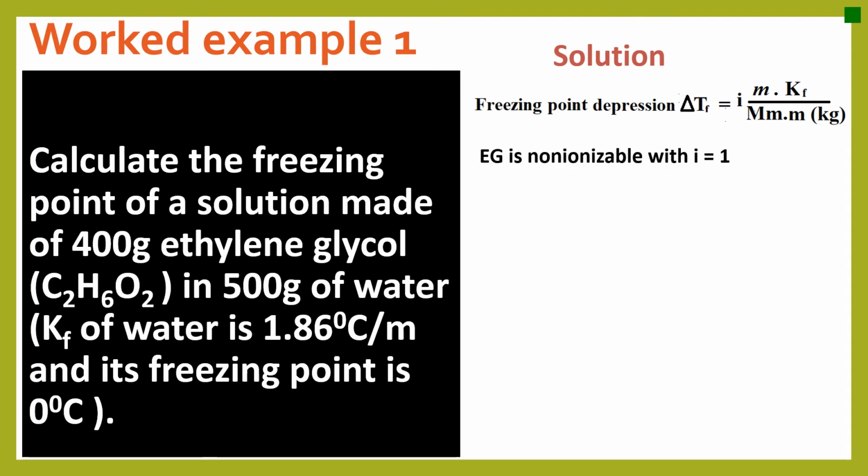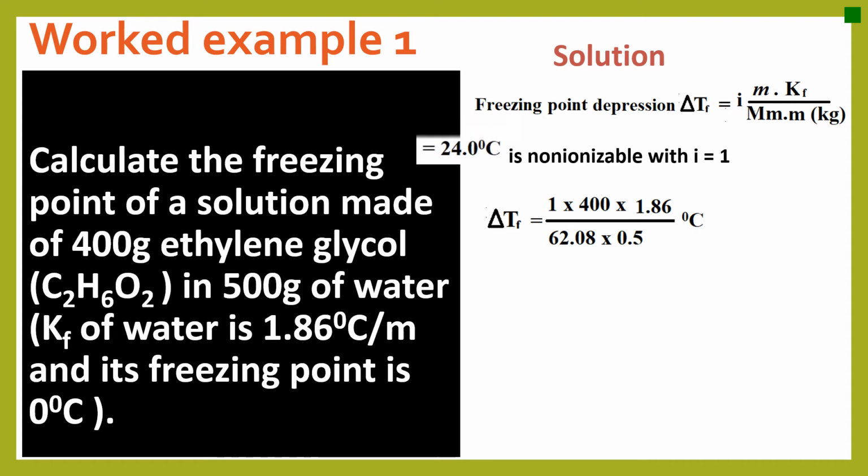So since ethylene glycol is an alcohol, it's a non-ionizable solute, its Van 't Hoff's factor is equal to 1. And then when we substitute all the values in the relation we have above, we have 1 times 400 times 1.86 divided by 62.08, which is the molar mass of ethylene glycol, times 0.5, that's the mass of water in kilograms. And this gives us the freezing point depression, that is equal to 24.0 degrees Celsius.